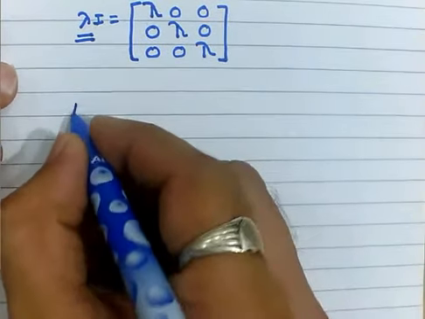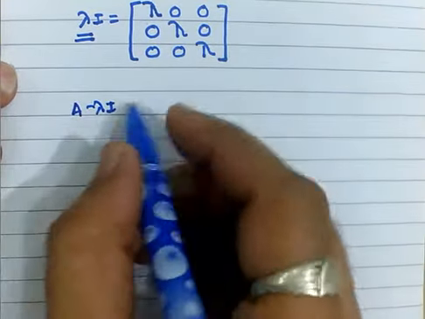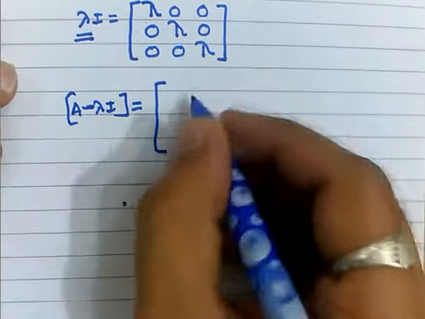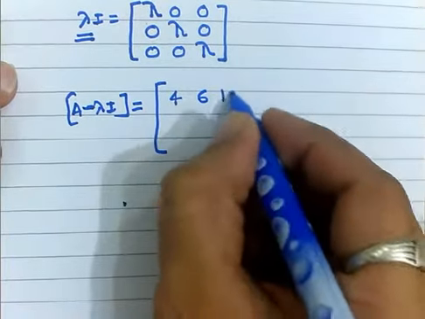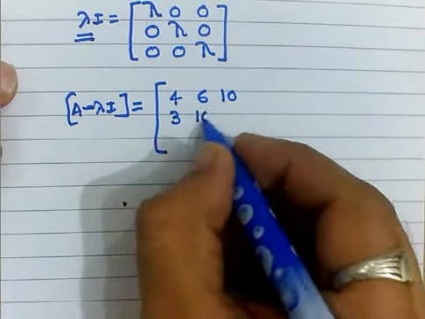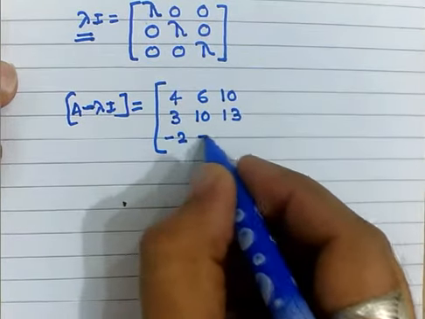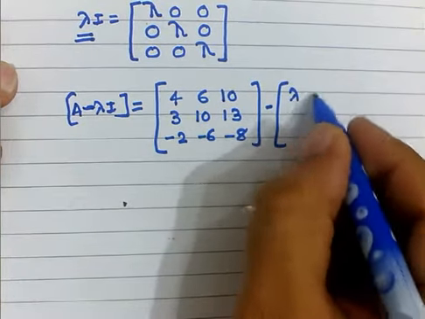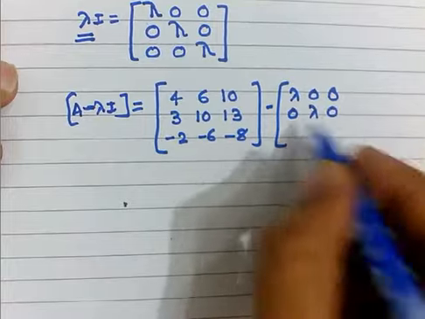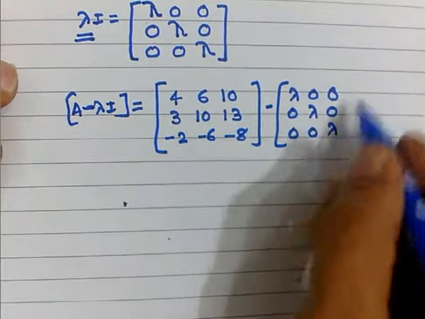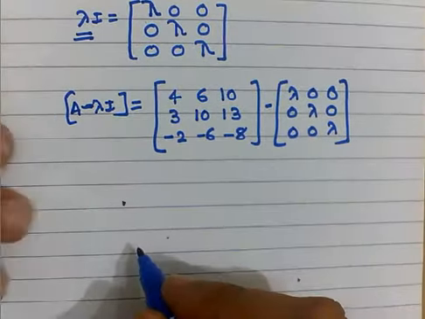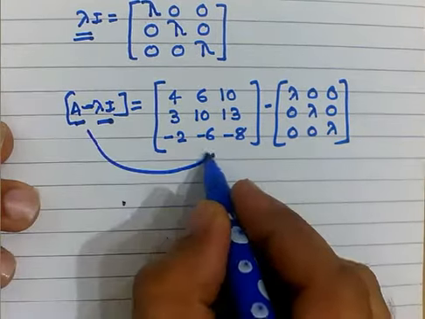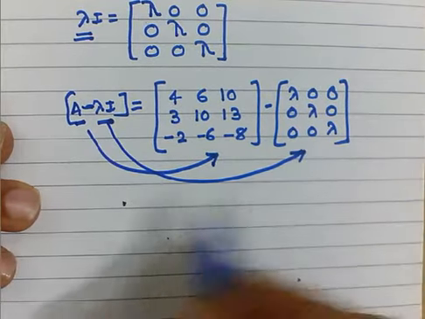So how to get A minus lambda I? So this is the A minus lambda I matrix. We know A, that is 4, 6, 10, 3, 10, 13, -2, -6, -8, minus this will be lambda 0, 0, 0, lambda, 0, 0, 0, lambda. So this is the second matrix, the result of lambda I, and this is our A, and this is nothing but lambda I.